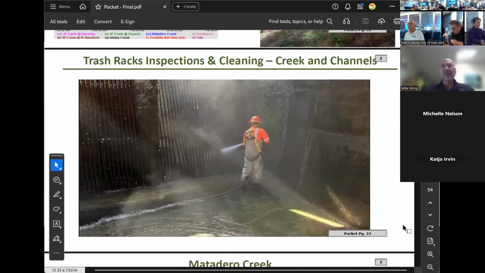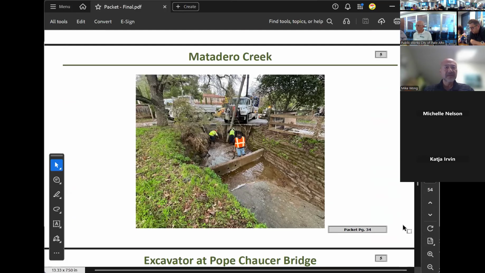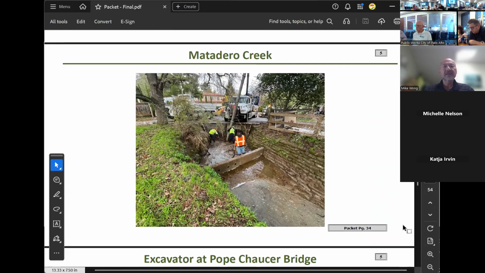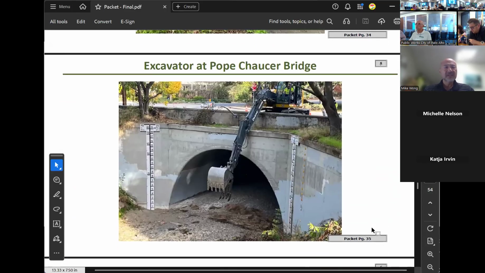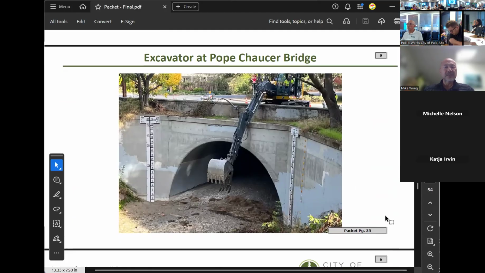So we also have trash racks in the creeks, and this is one of the trash racks being cleaned here. And the next slide will show another trash rack we have at Matadero Creek that's being cleaned. Right here. Okay, and then the last slide actually shows another piece of equipment that we station and park at the Chaucer Creek Bridge every winter season.